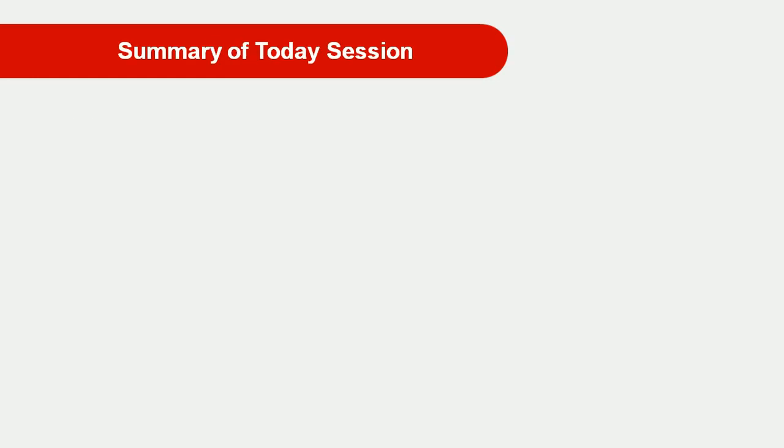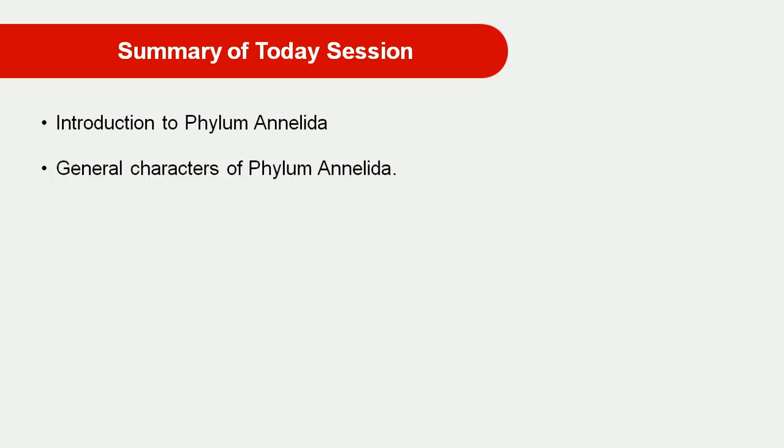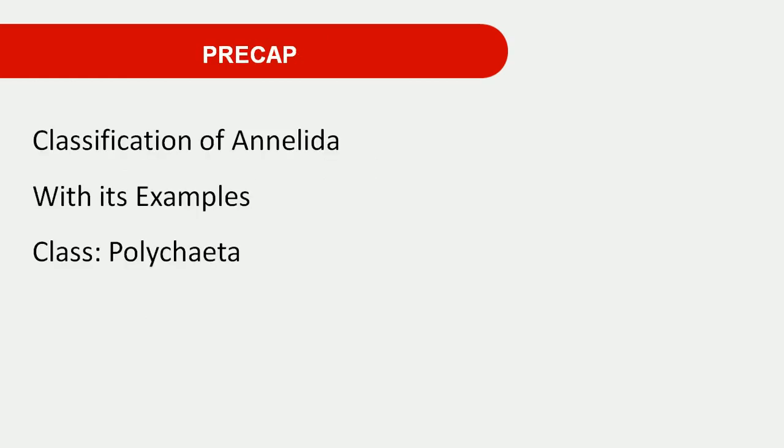Let us go through a quick review of today's session. First we discussed the introductory information of the phylum Annelida, the ringworms, with cosmopolitan distribution, as well as the general characters of the Annelida. In the next lecture we will discuss the classification of the Annelida with examples at each class level, and we will discuss the very first class, Polychaeta.